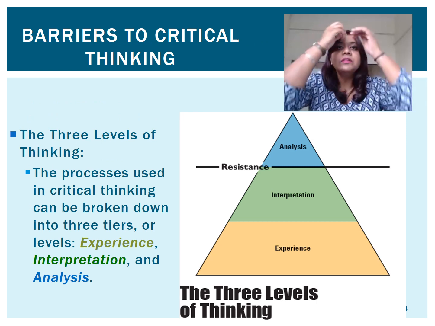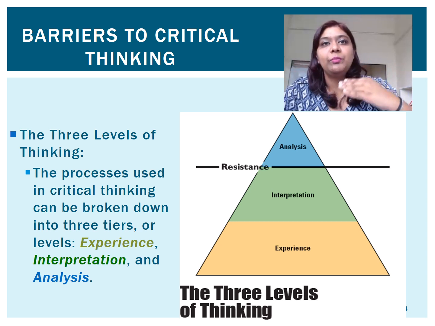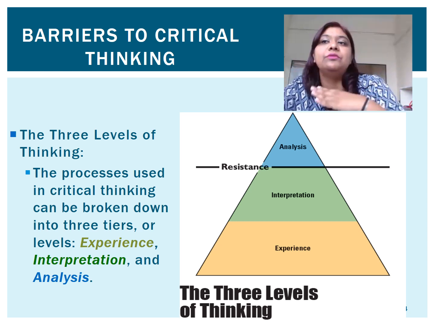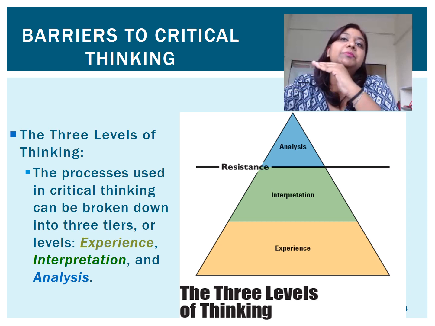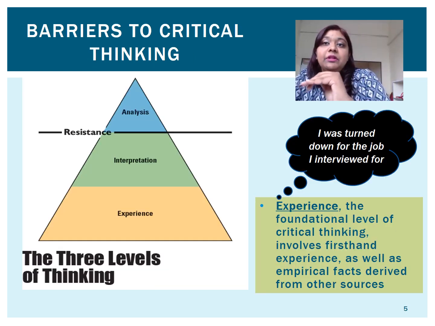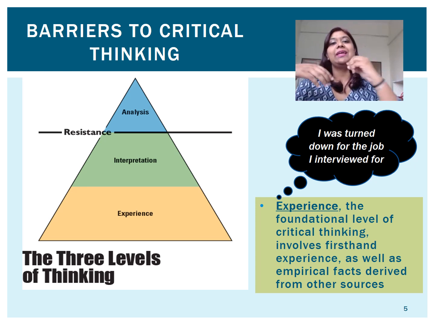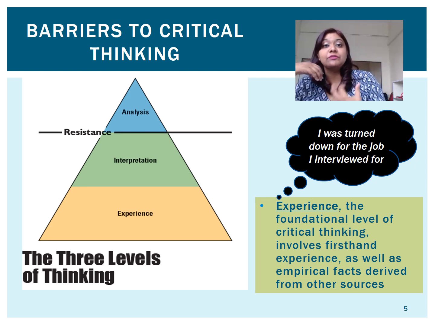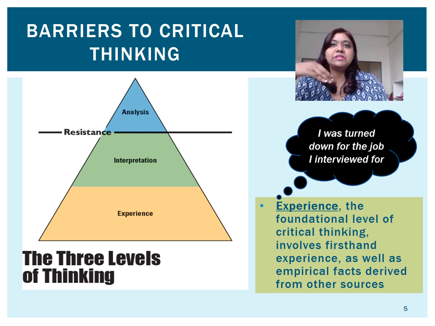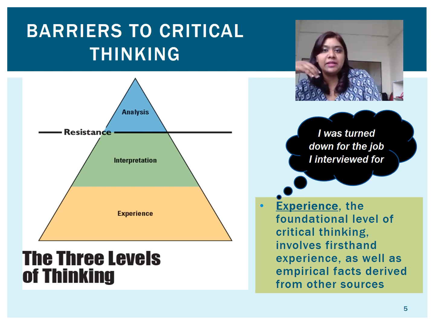Now, when we look at thinking, there are 3 levels of thinking. Most of the time when it comes to our process of thinking, we divide it into 3 levels, which are experience, interpretation, as well as analysis. So at the experience level, this is basically the foundation of our critical thinking, which means we are looking at the experience that we face firsthand, as well as any kind of empirical facts that we get from other sources. So this means that we're looking at the situations based on how we feel at that moment.